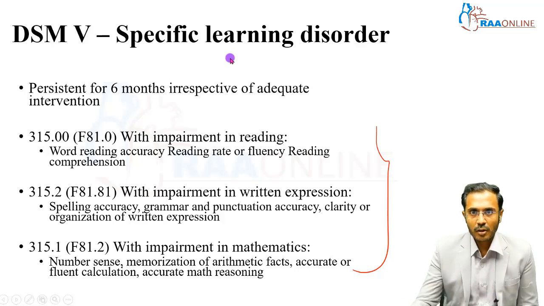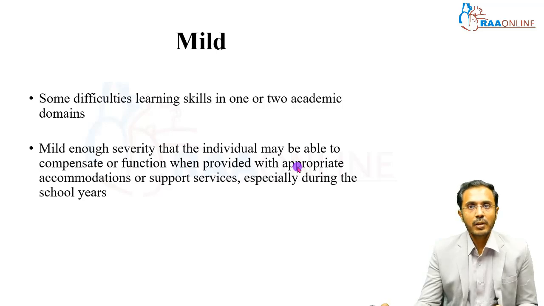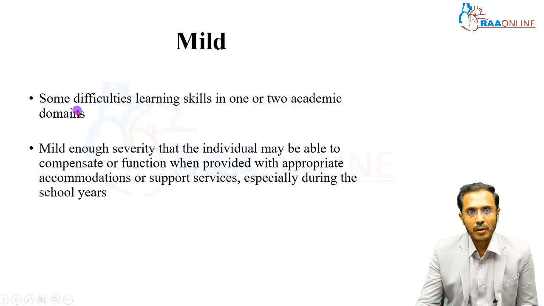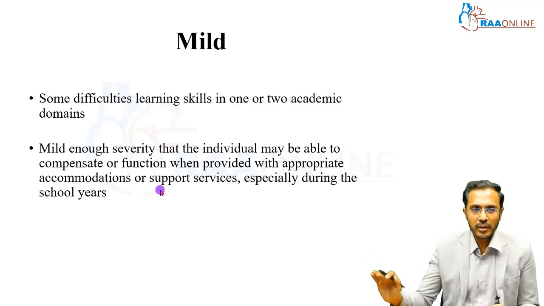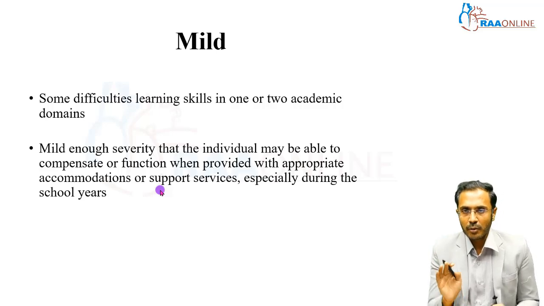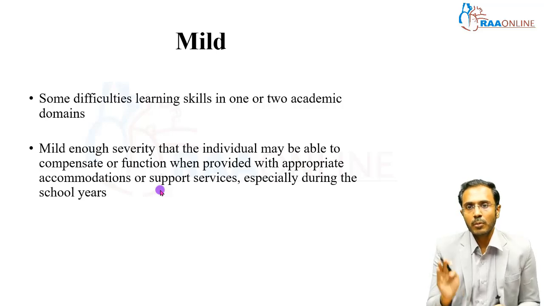Here it is called a specific learning disorder. But DSM goes on to divide specific learning disorder into mild, moderate and severe. What is mild specific learning disorder? Difficulty in learning in one or two academic domains, mild enough that the individual will be able to compensate or function when provided with appropriate accommodations or support services. We will see what accommodation and modification are in the treatment section. Basically, in mild, whenever they have appropriate accommodations in the classroom, they will be able to compensate.